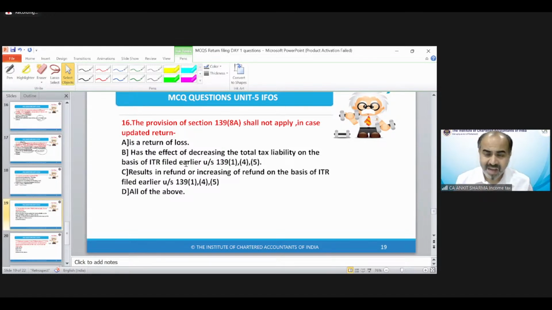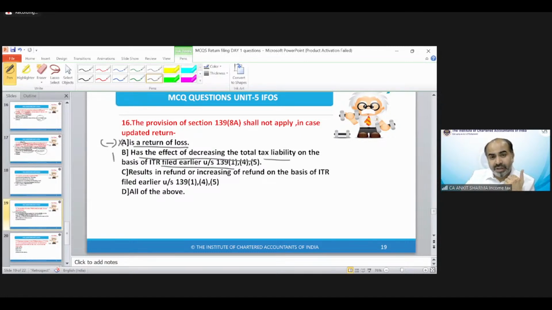For filing an update return, there are some restrictions. And we could see under an updated return, a return of loss is not allowed. We cannot file an update return with a return of loss, if it has the effect of decreasing the tax liability on the basis of ITR filed earlier in section 139(1), 4 or 5. So the return of loss is not allowed.